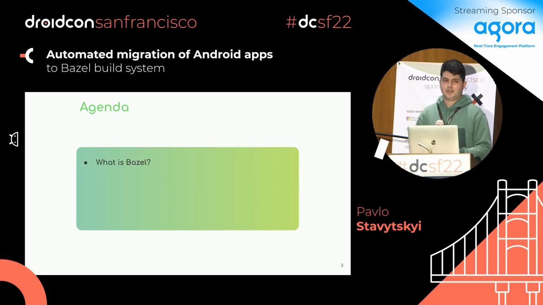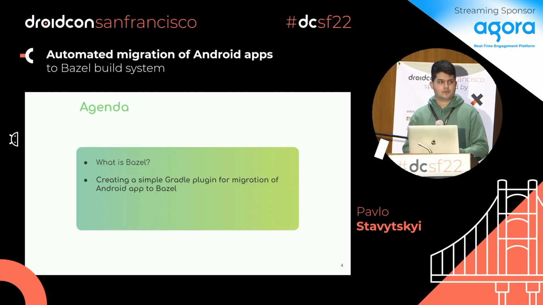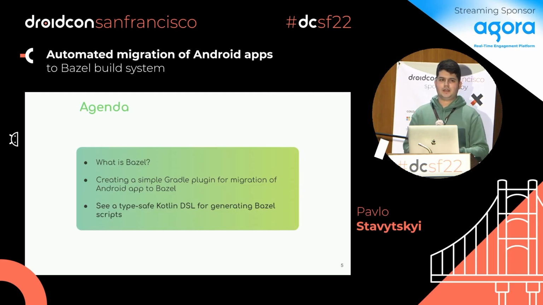Okay, so about the agenda of this talk. First, we will talk briefly about what Bazel is, for those folks who are not familiar with it. Then we will take a look at how to create a simple Gradle plugin that can do the automation from Gradle to Bazel. And finally, we will take a brief look at how to create a Kotlin DSL that will make the migration process smoother by generating some Bazel scripts in a nice way.